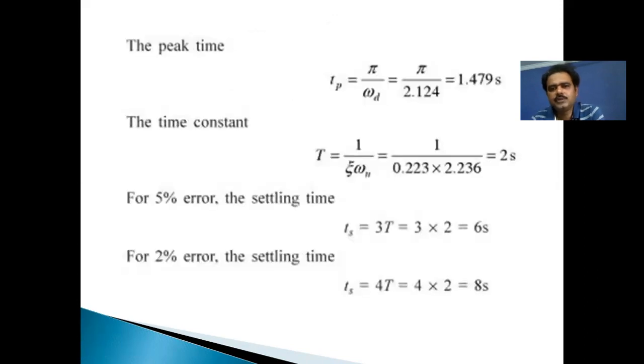Now coming to peak time. Peak time Tp is equal to π/ωd, which is equal to π/2.124. The time constant value, that is 1/(2ζωn), is equal to 2 seconds. For 5% error, it is 3 time constants; for 2% error, it is 4 time constants. You can find the settling time, which comes around 6 seconds and 8 seconds. These are very important formulas: settling time, peak time, everything.